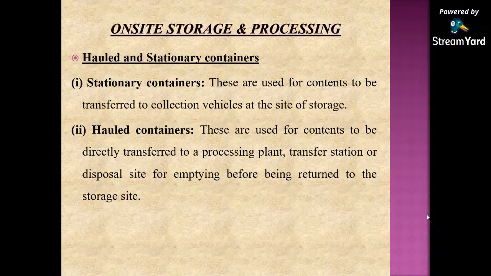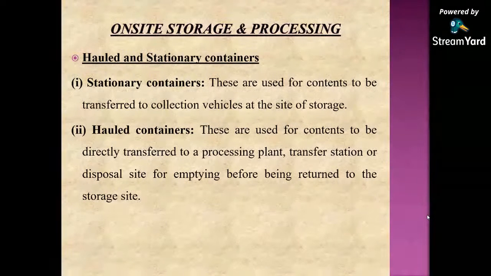Next step is on-site storage and processing. On-site storage is done by using hauled and stationary containers. The design of an efficient waste collection system requires careful consideration of the type, size, and location of containers at the point of generation for storage of waste. While single-family households generally use small containers for residential units, commercial, institutional, and industrial units require very large containers.